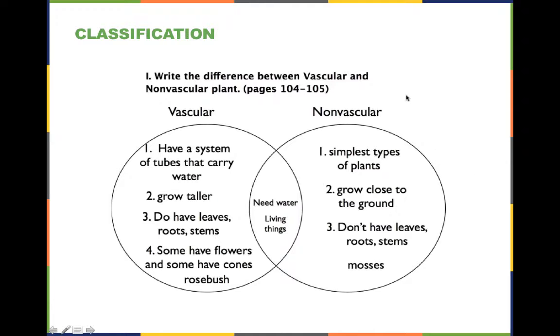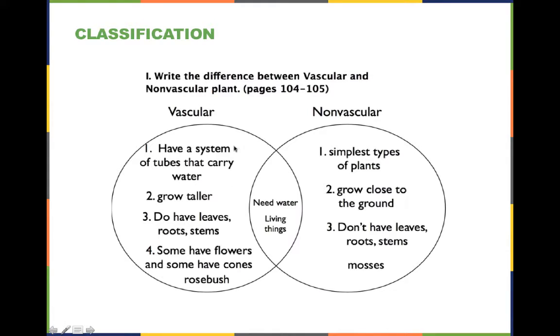Now, when we talk about plants, they can be classified in two ways. One way is to classify them as either non-vascular, meaning they do not have xylem and phloem and vascular bundles, or vascular. The non-vascular plants are simpler, they grow close to the ground, and they don't have formal leaves, roots, and stems. They're generally a group called the mosses.